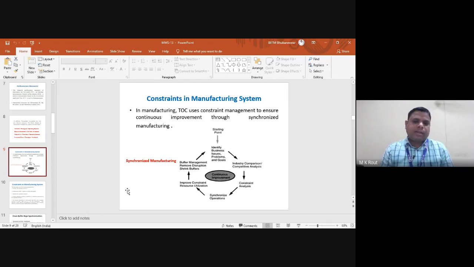of production. And this is the most important factor, or we can say the most important aspect of manufacturing, where they adopt the theory of constraints philosophies. Then moving to the next one.